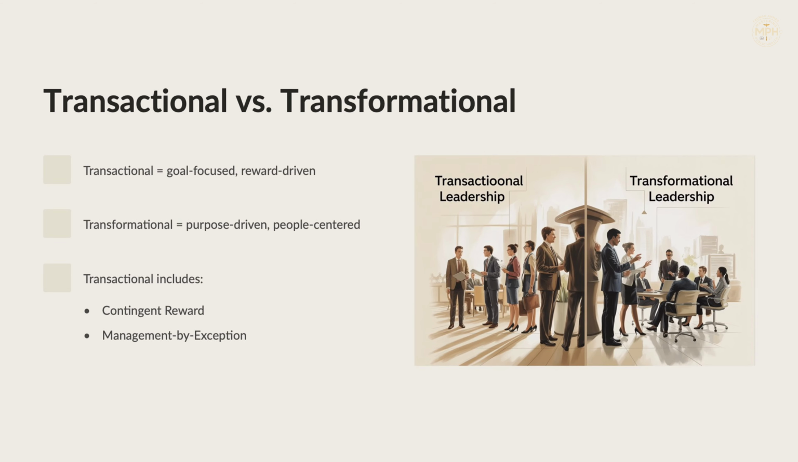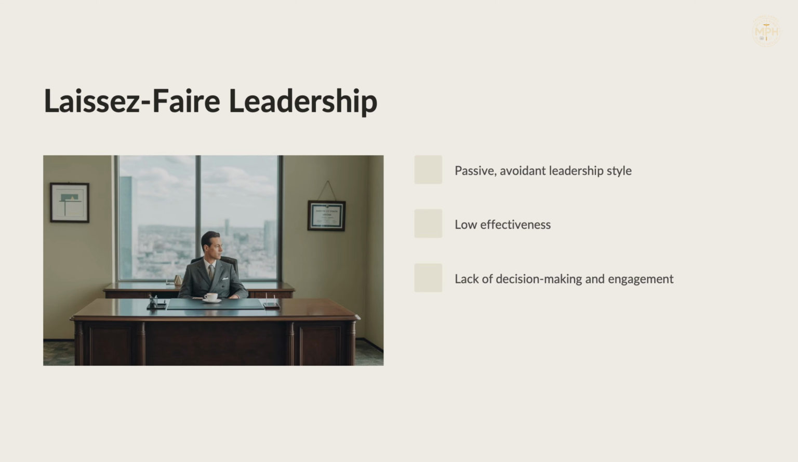Transactional versus transformational leadership. Let's take a quick look at how transactional leadership compares. Transactional leadership is about clear expectations, reward and punishment. You do this, you get that exchanges. It includes contingent reward. The leader provides a reward if the follower meets the goal. And management by exception. The leader steps in only when standards are violated. While transactional leadership can work in stable, routine environments, transformational leadership is what helps people adapt, grow, and thrive, especially in times of change.